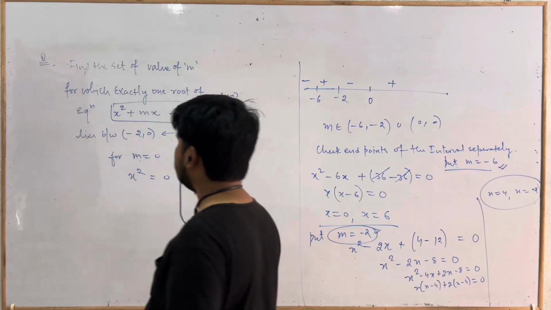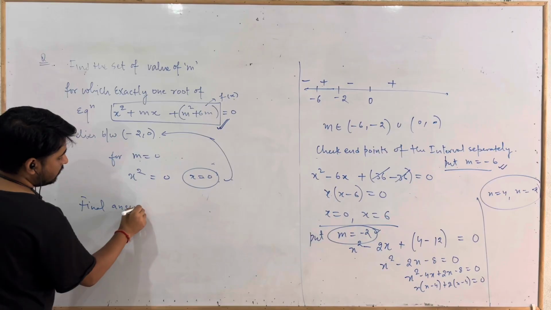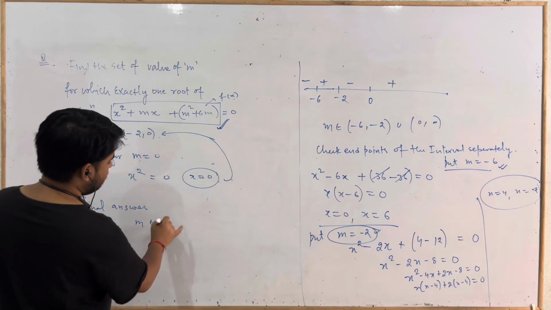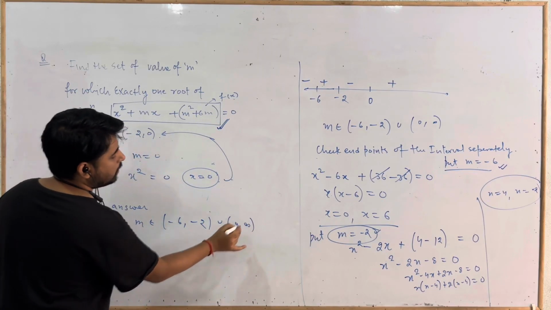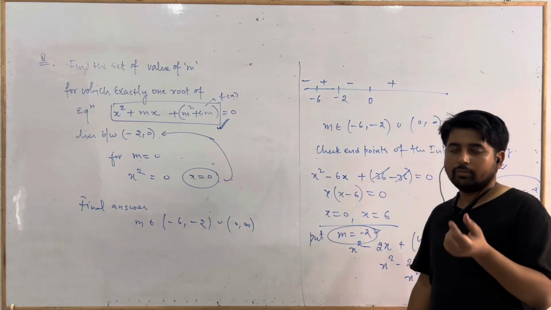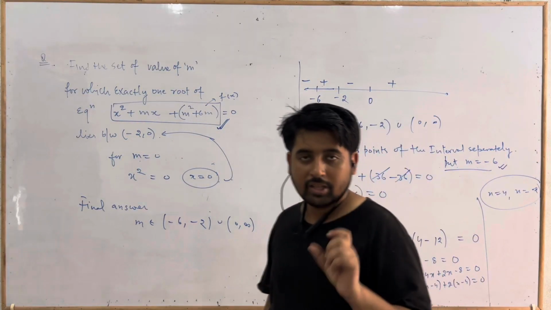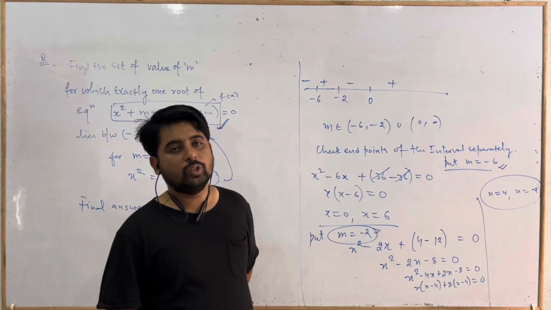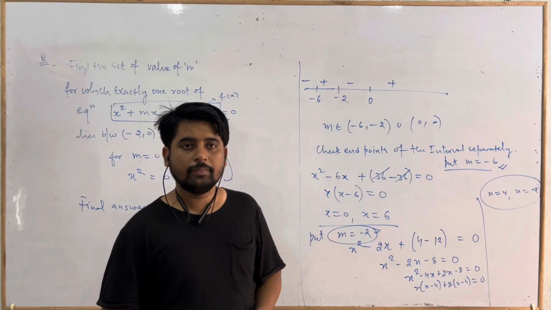So what will be the final answer? m belongs to minus 6 to minus 2 union 0 to infinity. What is the meaning of this? Let's suppose that I am solving for m equal to 0 and getting the answer, and exactly one answer lies between minus 2 to 0, then I am going to include it, otherwise I am not going to include it. I hope you understand this concept. Thank you.